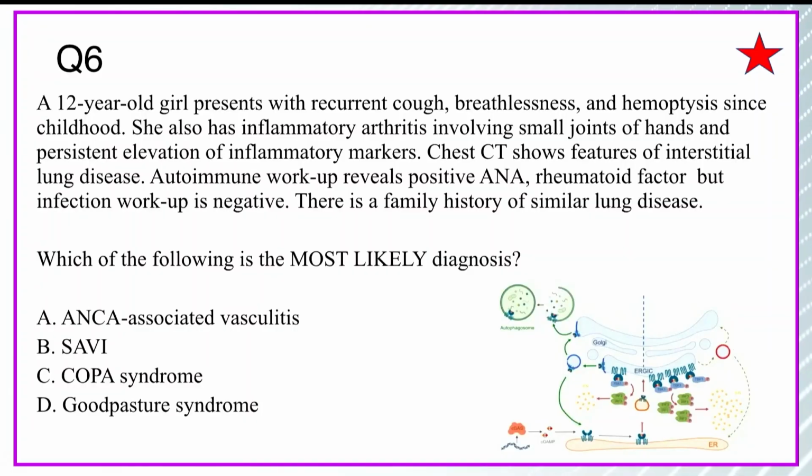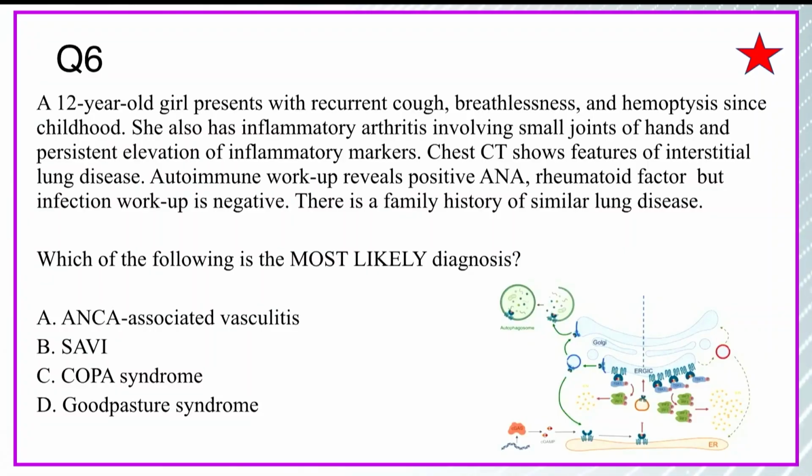I just want to point out that there are certain star questions here. If there is a tie, we'll decide based on the star questions. Cough, dyspnea, hemoptysis, arthritis, CT showing ILD, positive ANA, positive rheumatoid factor, family history, and the image, that is the pathology, pathogenesis.